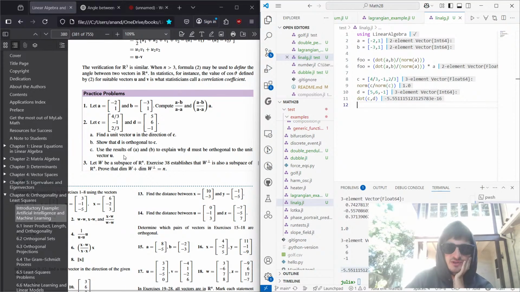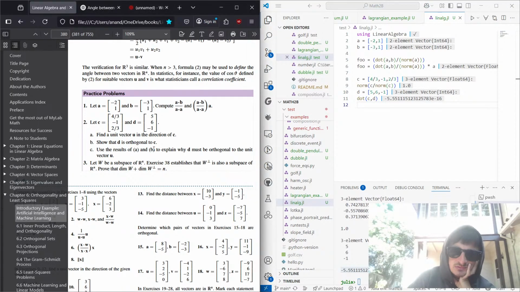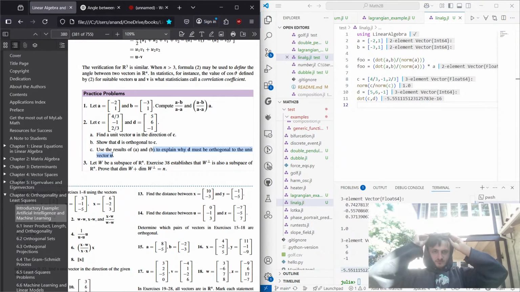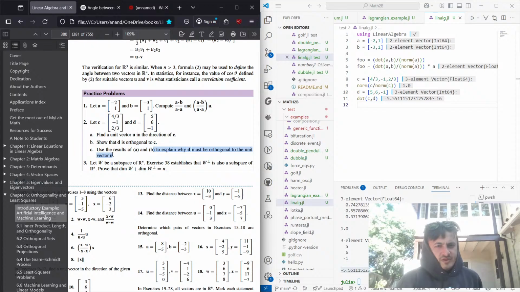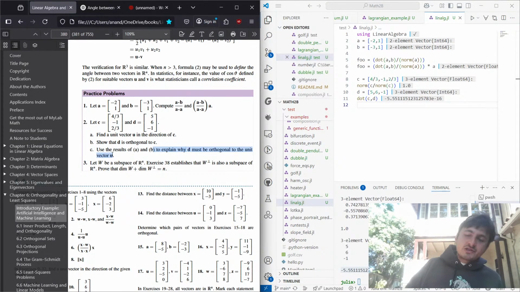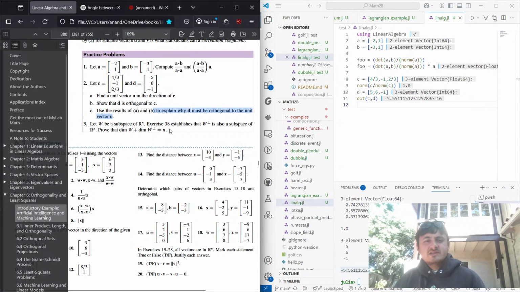Use the results of A and B to explain why D must be orthogonal to the unit vector U. Because orthogonality does not care about the magnitude of the vectors. It just cares about their direction. We'll see how they answer that, but that's how I'm going to answer that.